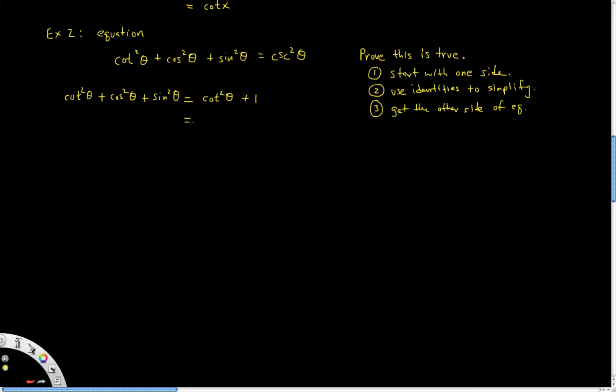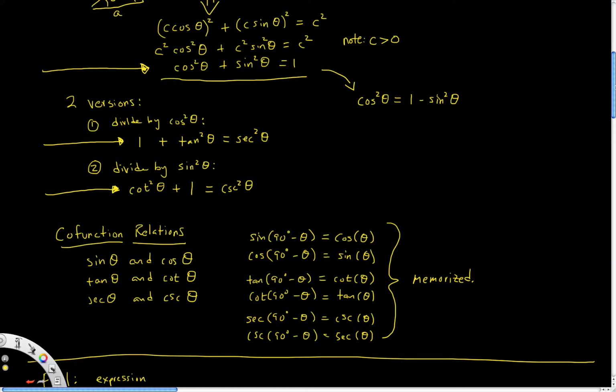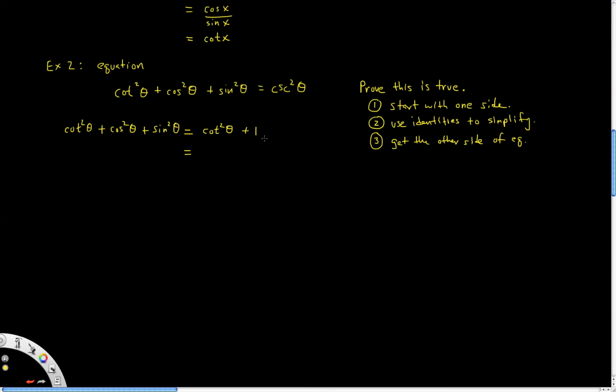I'll put an equal sign beneath that. Now, what is cotangent squared theta plus 1? Well, go back up to our Pythagorean identities. Cotangent squared theta plus 1 is exactly cosecant squared theta. So we'll come down here and write cosecant squared theta. And now I have an expression that matches the right-hand side of my given equation, and so I'm done. I've shown that that equality is true.